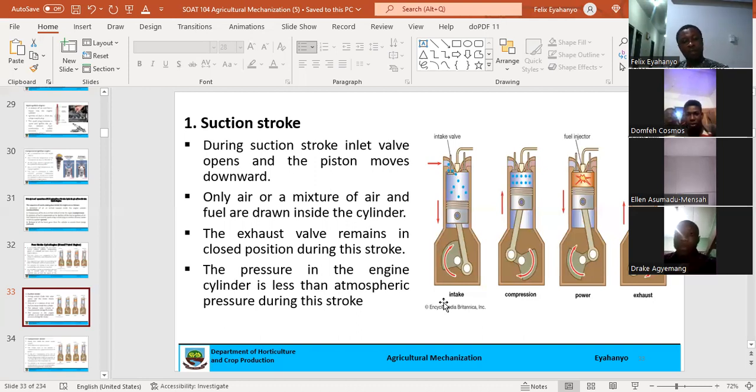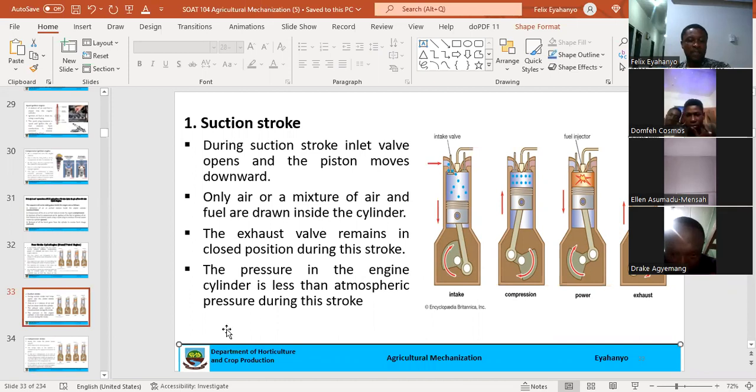This pushes the piston downwards, and the crankshaft keeps on rotating, joined to the flywheel. There's pressure in the engine cylinder, but it's less than the atmospheric pressure during this stroke.